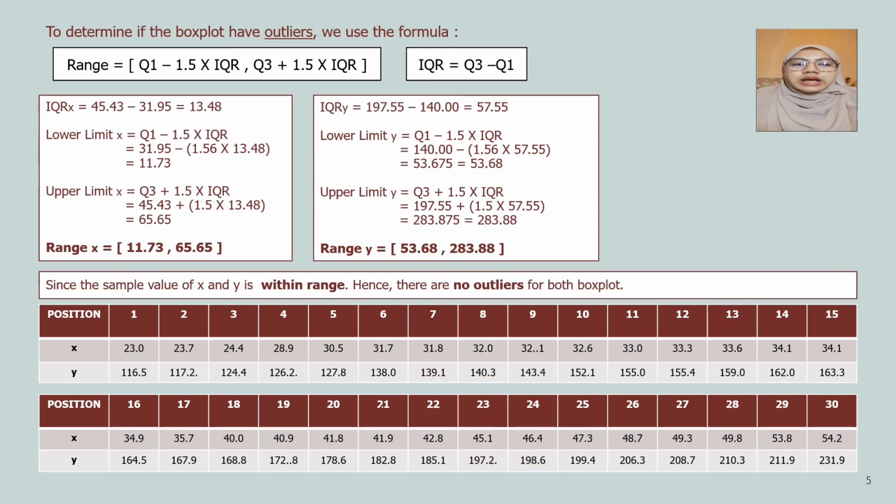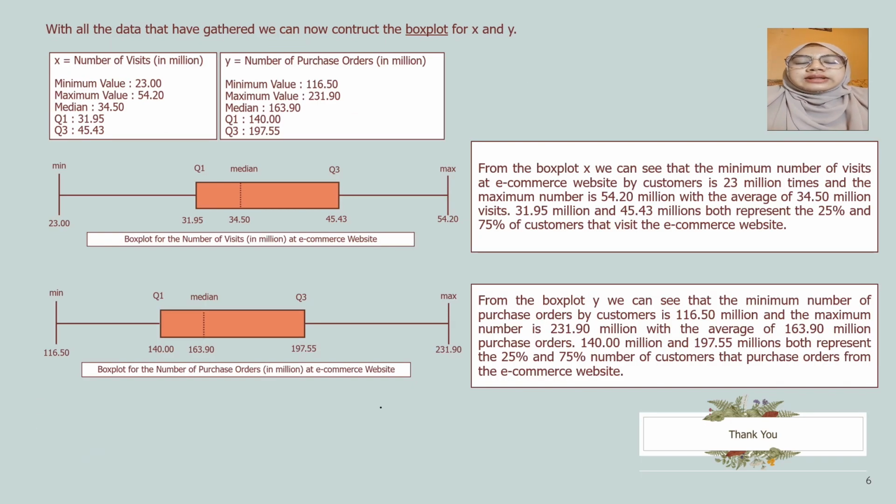197.55. Next, we check if this sample has outliers by using the given formula, and after calculation we conclude there are no outliers because samples X and Y are within range. From all the gathered data, we can now construct box plots X and Y.